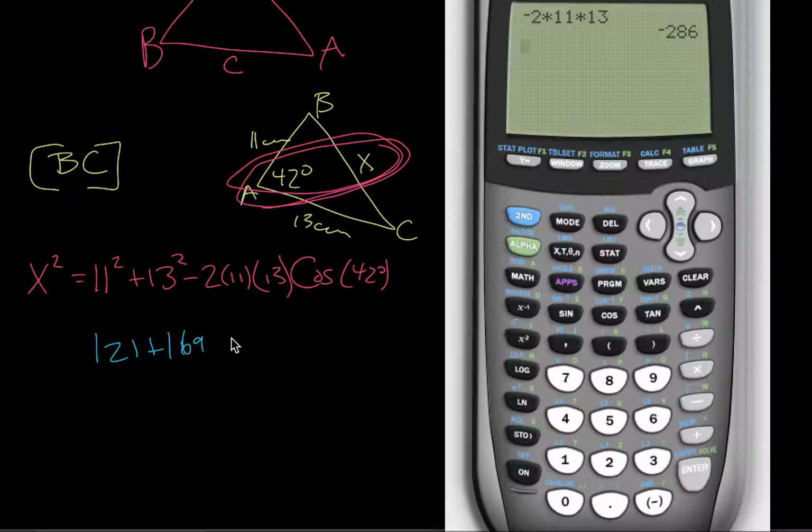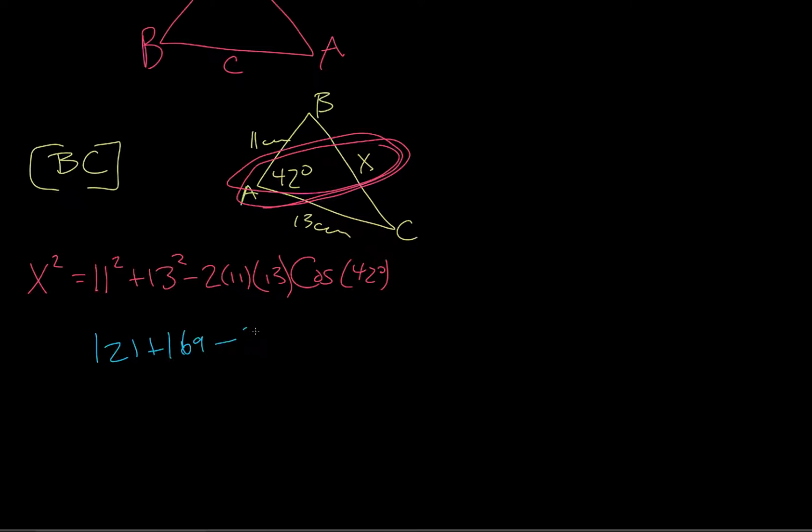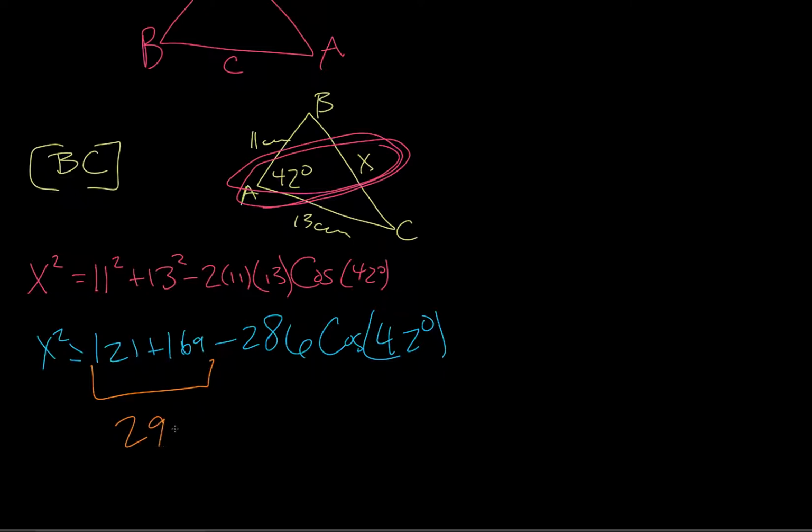Okay, so negative 286. Is that what it was? Yeah, 286. Then we still have our cosine of 42. And that's still equal to x squared. Alright, now I'm going to just combine these two. So let's see, we're going to get 290. So 290 minus 286 cosine 42 is equal to x squared.